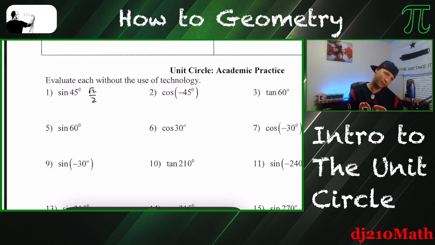Cosine of negative 45, right? Negative angles go down. But at the same time, it's a 45 degree, which is that middle one. So root 2 over 2, right? It's the x-coordinate. Sine, that's the y-coordinate. Cosine, that's the x-coordinate. Well, even if I go down, quadrant 4, cosine x is positive. So positive root 2 over 2.